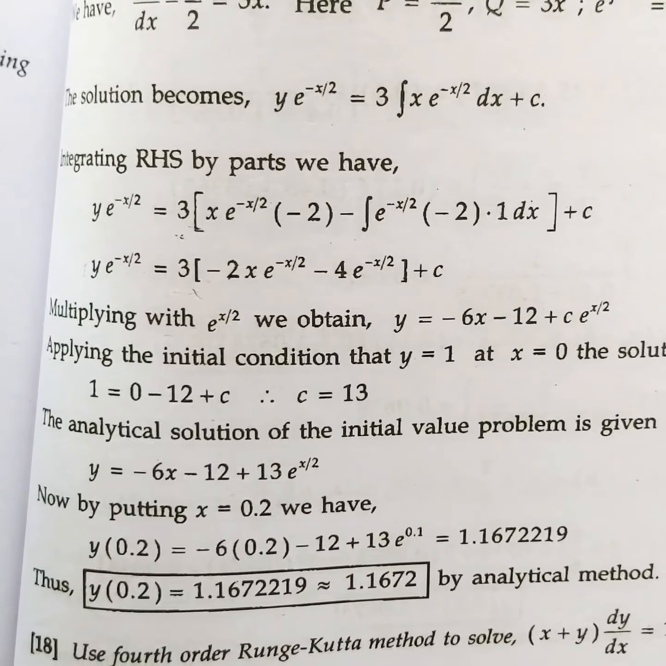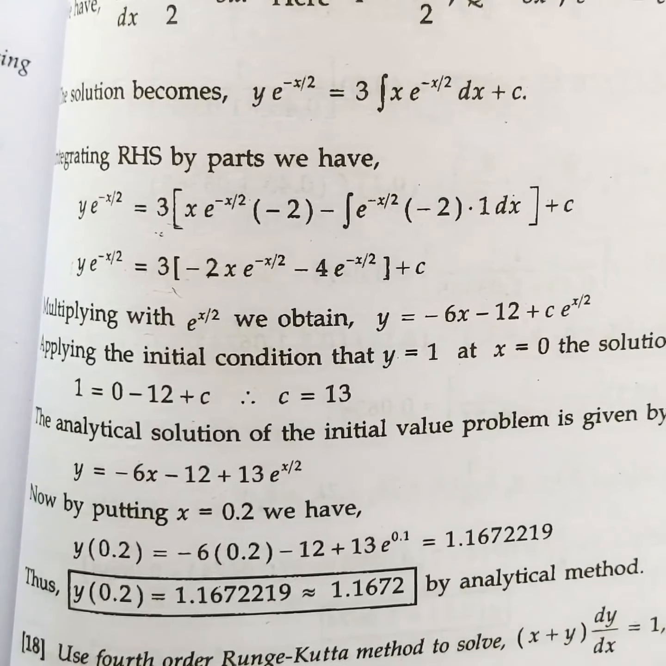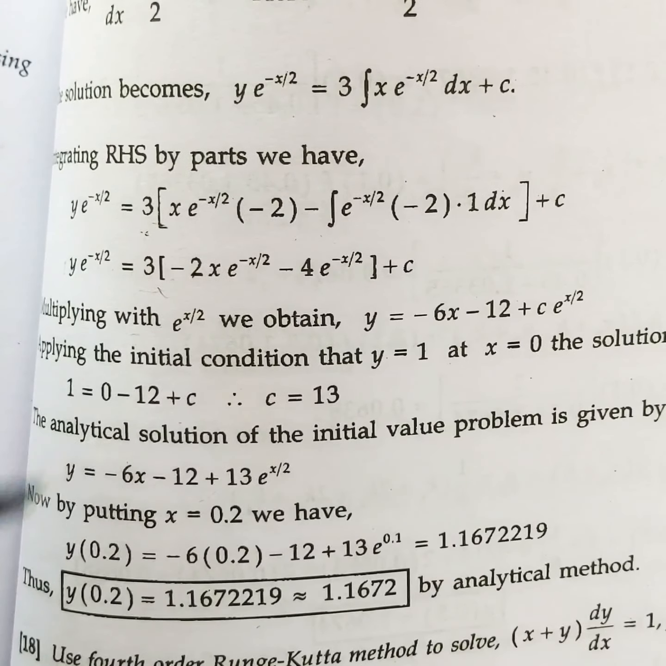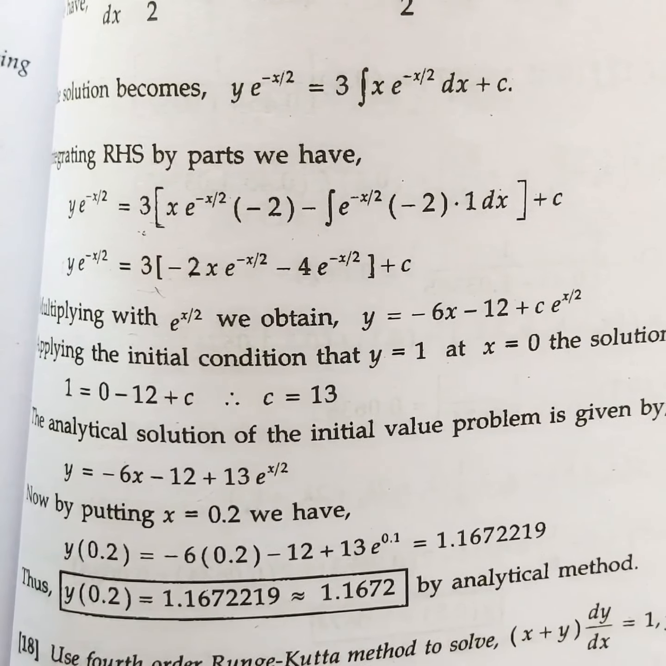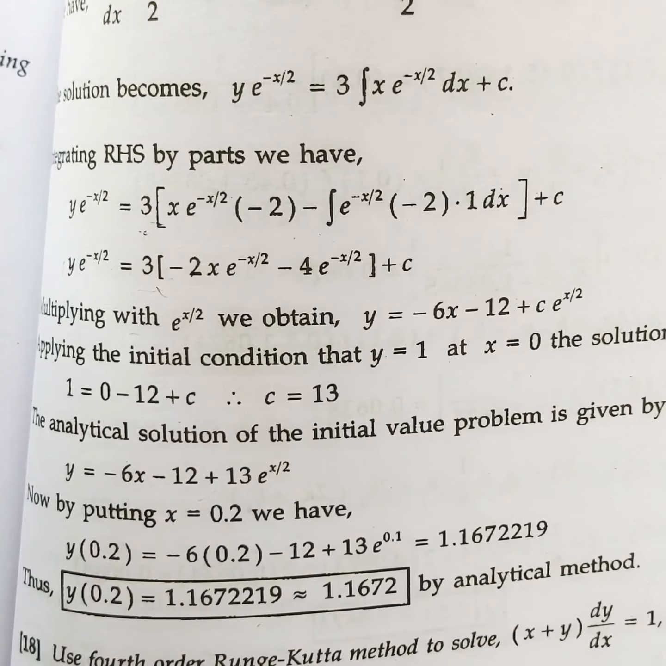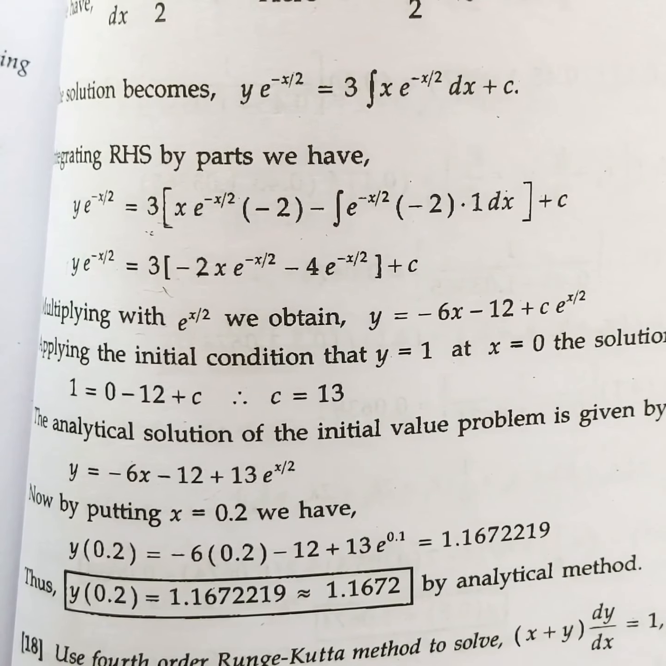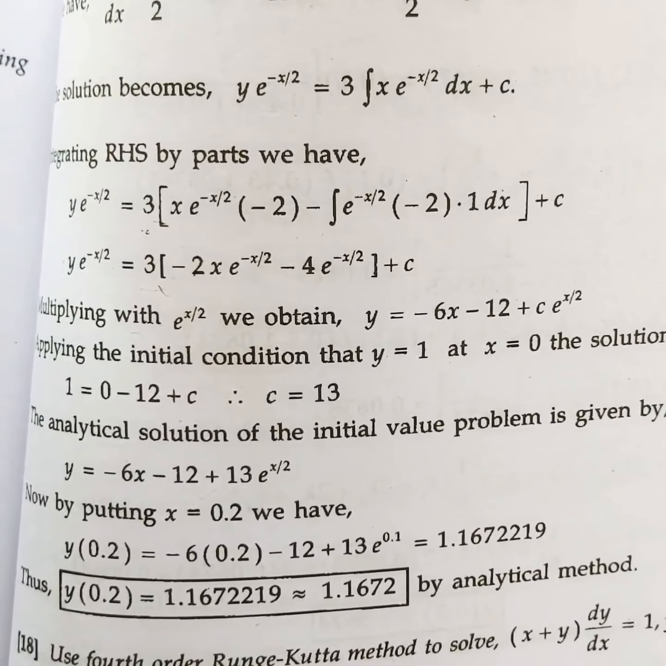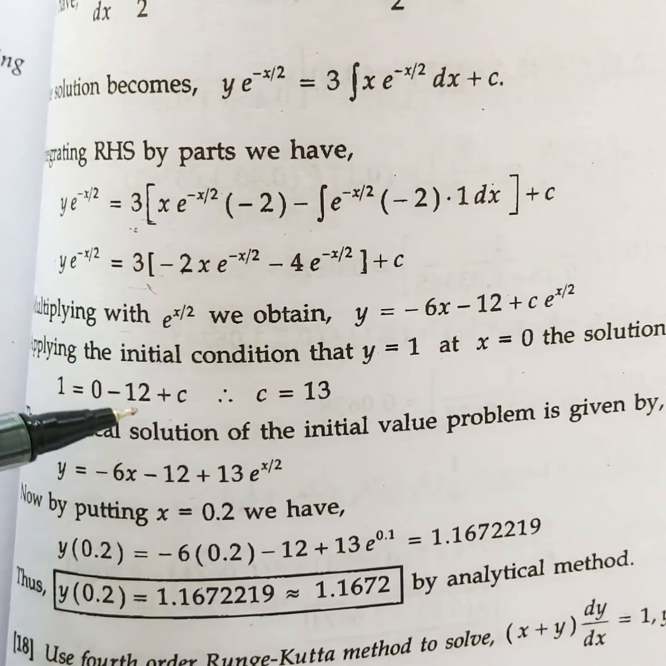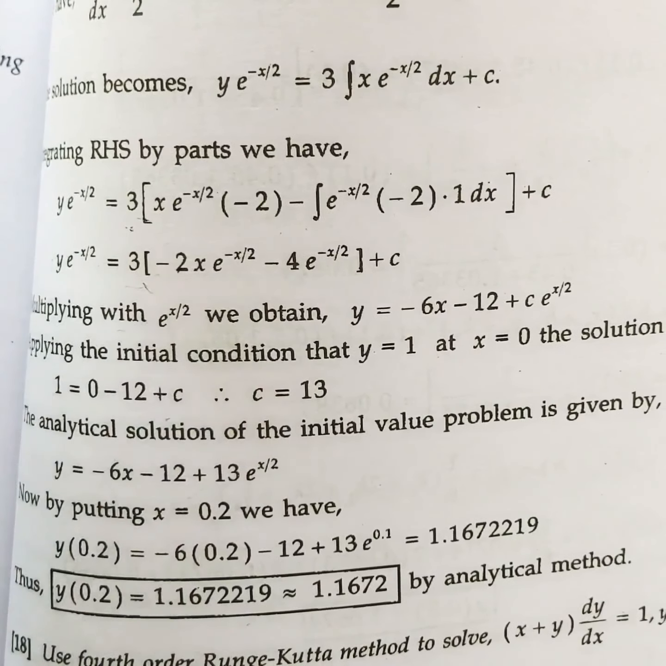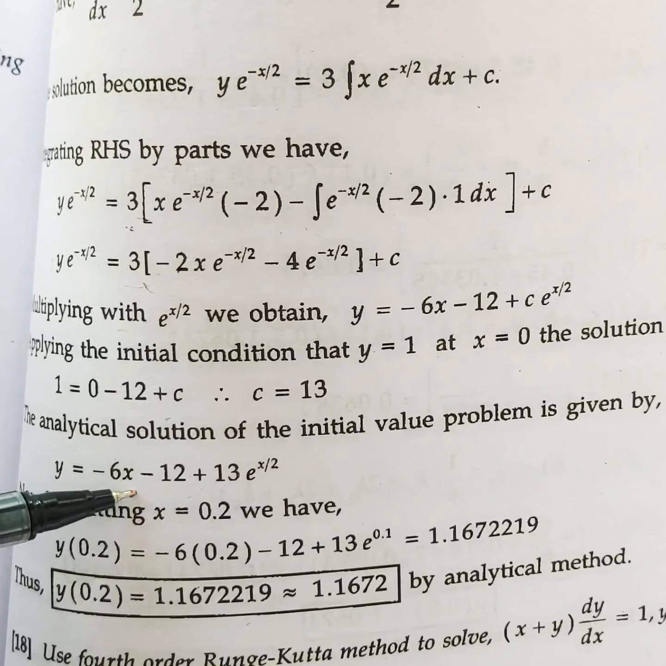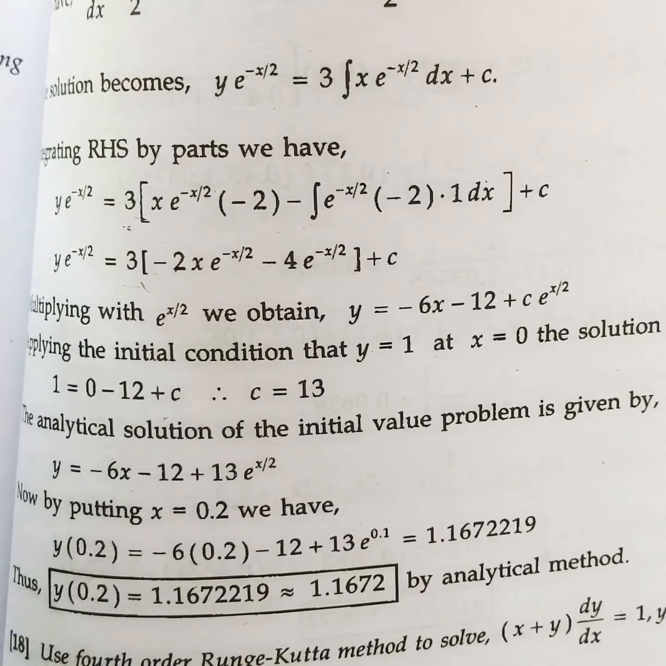So, we are multiplying with e power x by 2 to get y is equal to something, because that is our solution, right. And now what we have to find? C. So, to find C, what we will do? We will use the initial condition. In the question they have given y is 1 at x is equal to 0 initially. So, wherever x is there substitute 0, wherever y is there substitute 1. So, 1 is equal to 0 minus 12 plus c. So, we got c as 13. So, this is our solution, y is equal to minus 6x minus 12 plus 13 e power x by 2.